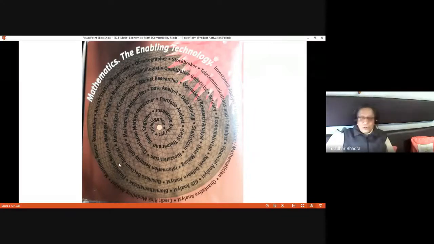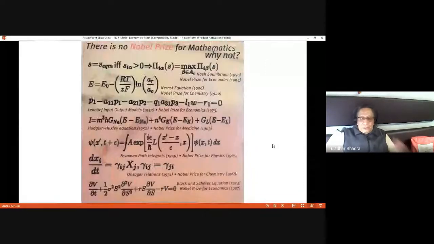And on the other side of the box, there is this ring, circle, mathematics. It's a small box, 4 by 3 by 3. And on one side, it is written, there is no Nobel Prize for mathematics. Why not? And you can see, Nash equilibrium, Nobel Prize for economics. And this other equation is for the Nobel Prize for chemistry.